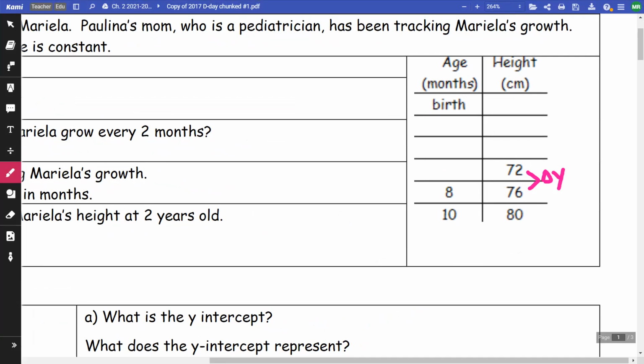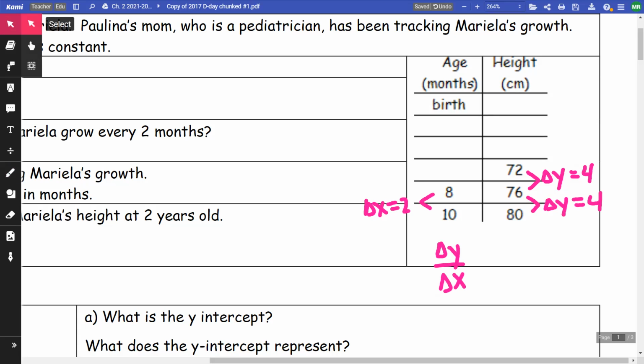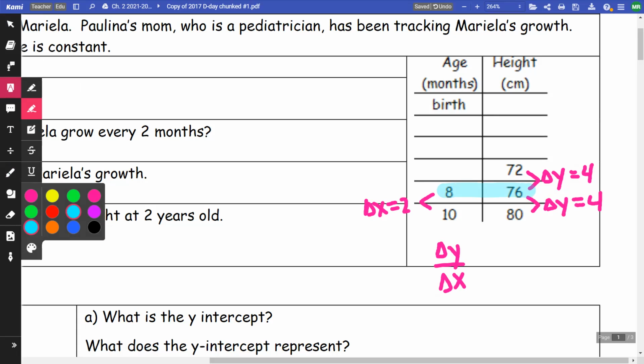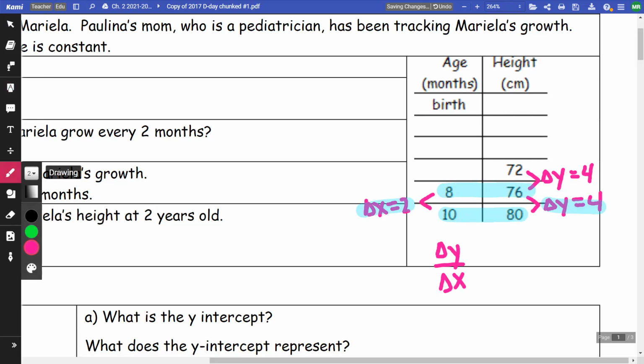So I'm looking here. From here to here, my change of y is 4. From here to here, my change of y is 4, where y is the height. From here to here, my change of x is 2, and that's months. So basically, what's happening, change of y over change of x, and you always want to look over the same set of points. So if I'm looking at this point and this point, the change of x is 2, the change of y is 4. So that is going to be 4 centimeters every 2 months. Or as a unit rate, 2 centimeters every 1 month.